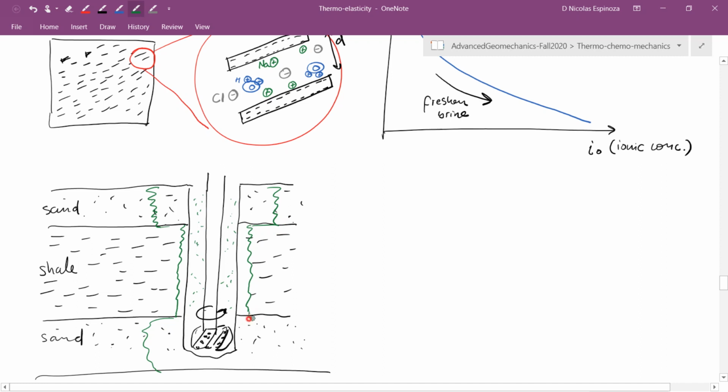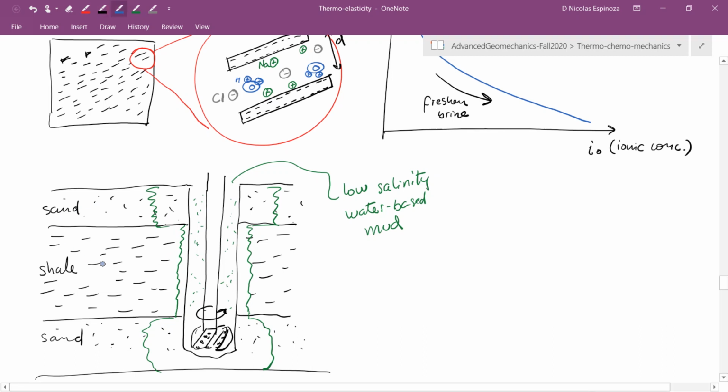All right, so what happens in this case is that if we are using a low salinity water-based mud, the water which is contained within the drilling mud is going to permeate into the formation and is going to mix with the brine within the shale.